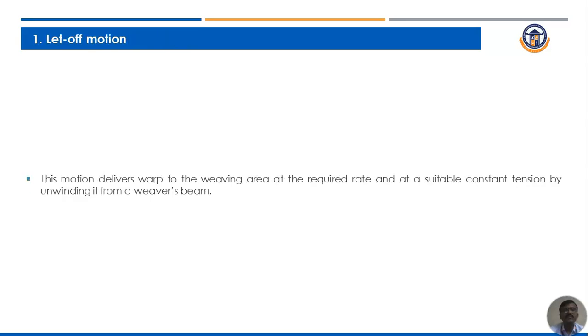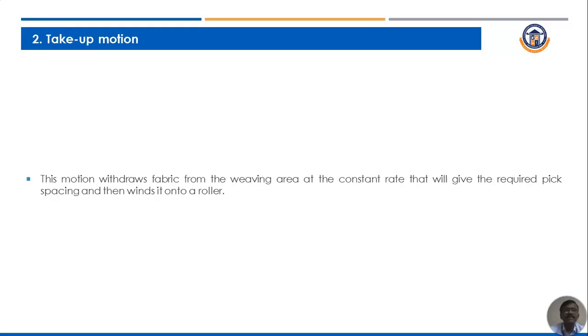Next, in detail about the let-off mechanism: this motion delivers the warp to the weaving area at a required rate and at a suitable constant tension, by unwinding it from the weaver's beam. Next, the take-up motions withdraw the fabric from the weaving area at a constant rate that will give the required picking space, then wind it onto the roll.